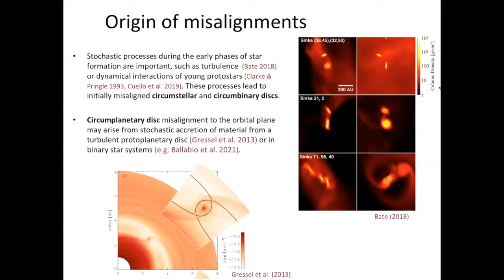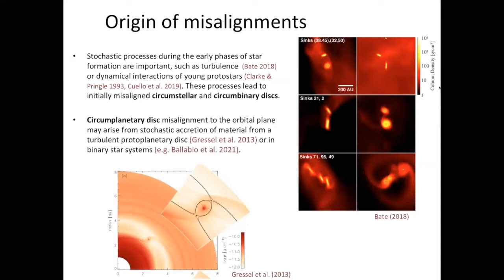Stochastic processes such as turbulence during the early phases of star formation are thought to drive the disk misalignments. The images on the right here are from an SPH simulation by Matthew Bate in 2018. And we see large misalignments between disks around the binary components. Stellar flybys can also potentially lead to misalignments.